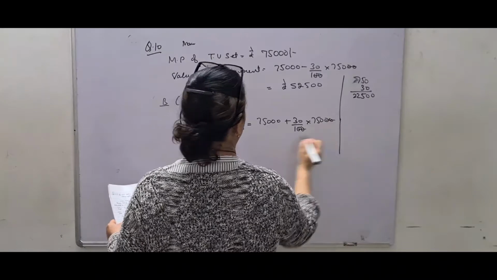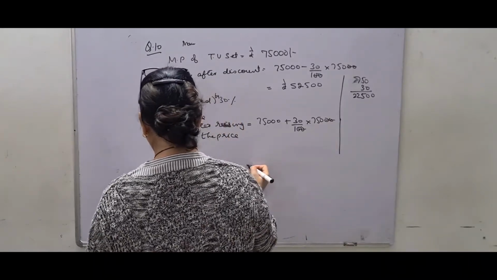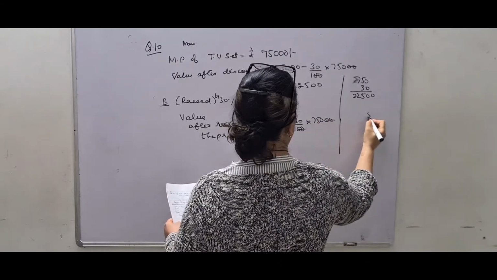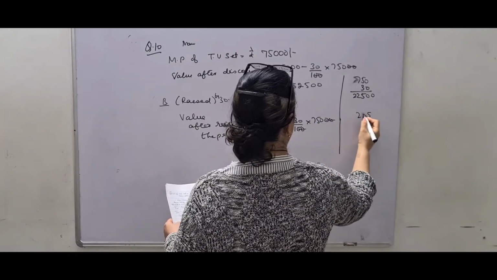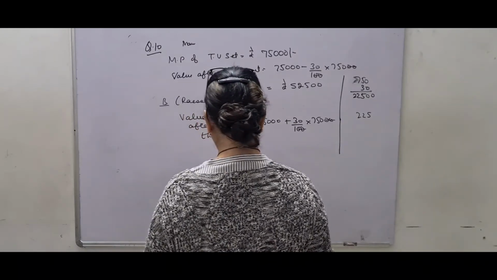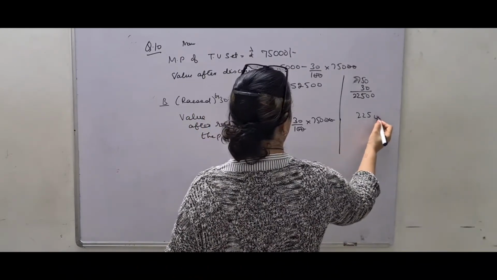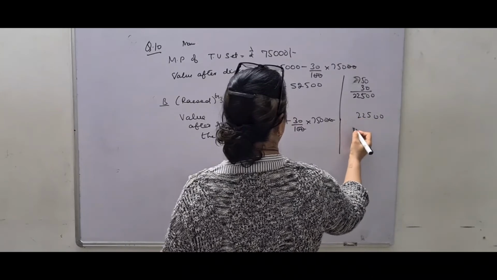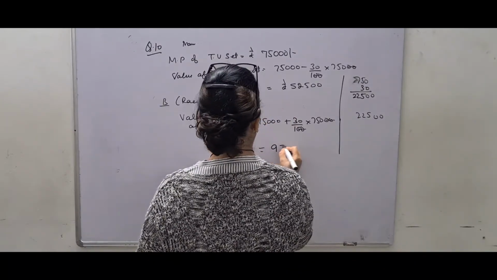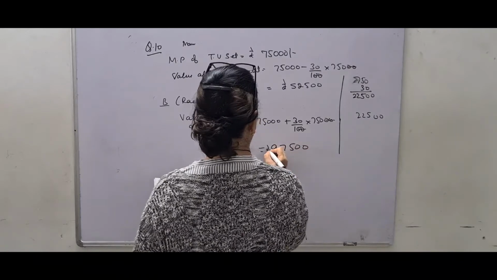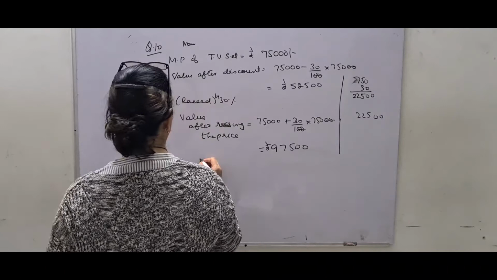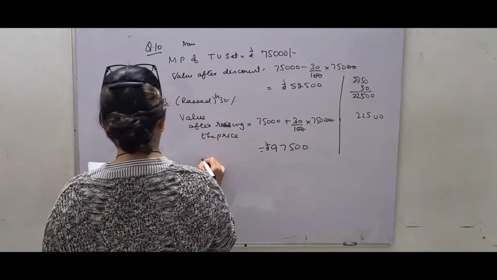Again the calculations are to be done in the rough column, and when you do it, 75 into 3 divided by 15, then you have 22,500. Plus 30%, so this will again be 97,500. So this is the value after raising the price. Then GST is to be calculated.